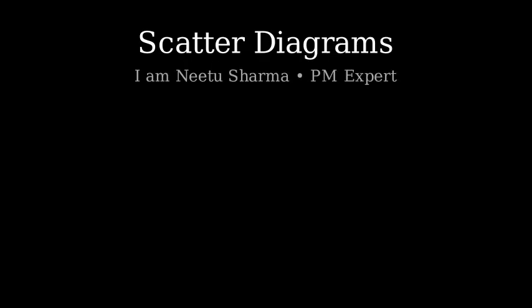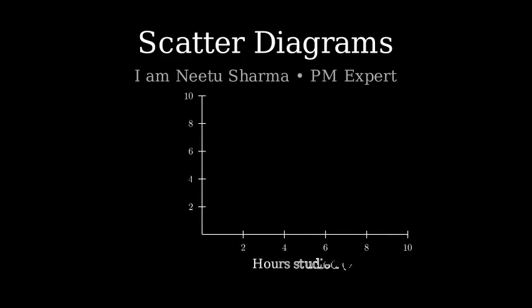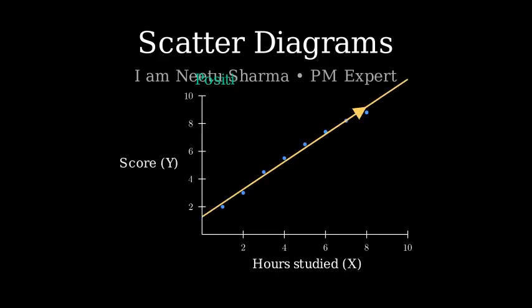In this lesson, we will build a clear visual understanding of scatter diagrams, sometimes called scatter plots. These help us see the relationship between two numerical variables at a glance. Here is the idea. Each dot represents one paired measurement. The horizontal position is the x value, and the vertical position is the y value.